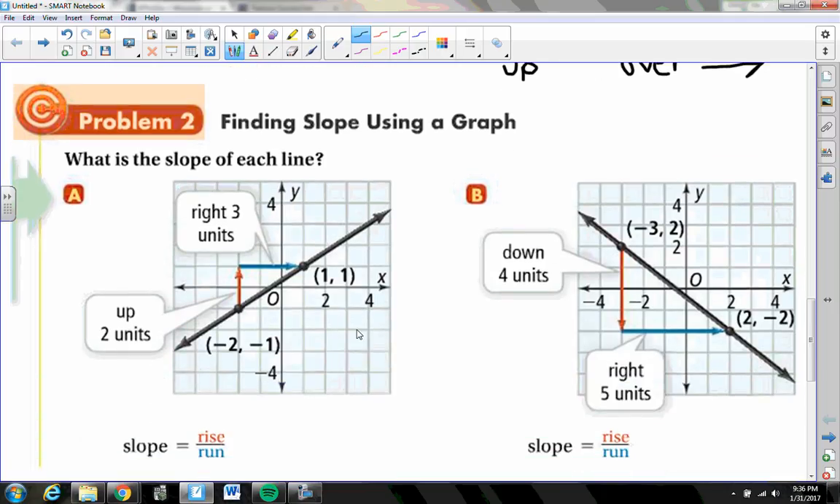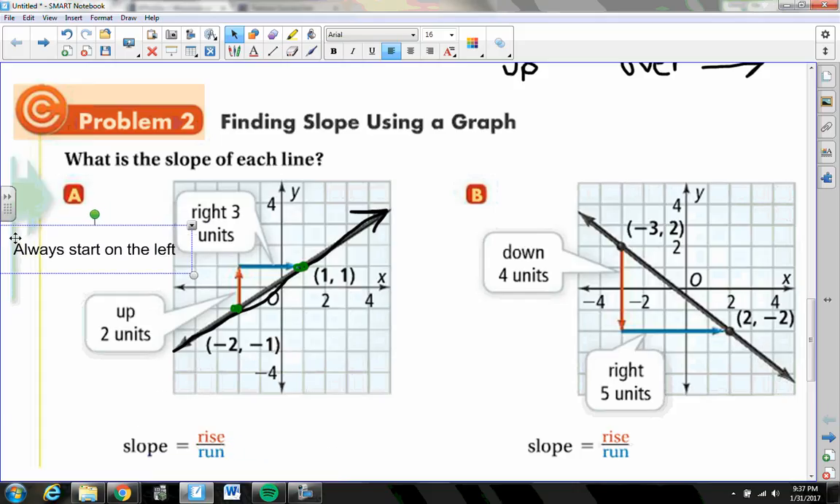So I want to show you a couple of examples here where we're finding the slope of these lines. Here's a line that they've graphed right here. We can see a couple of points that it goes through because they show us right here and right here. To go from this point to that point, by the way, we always want to start on the left side.